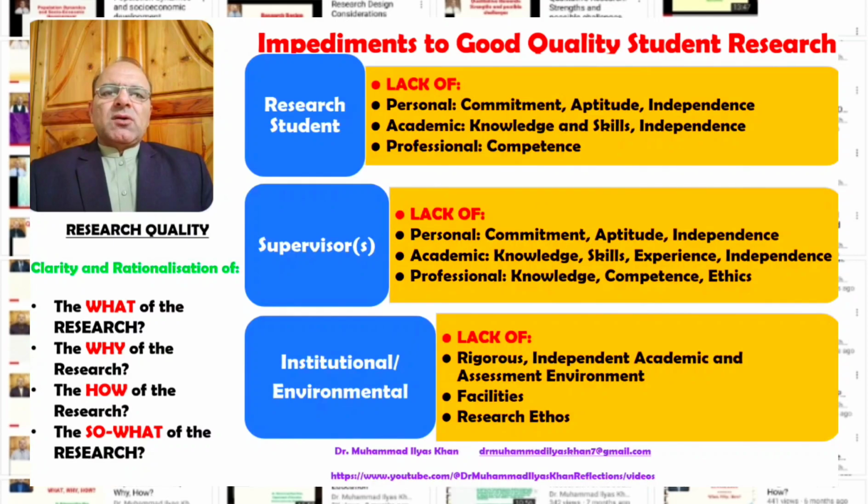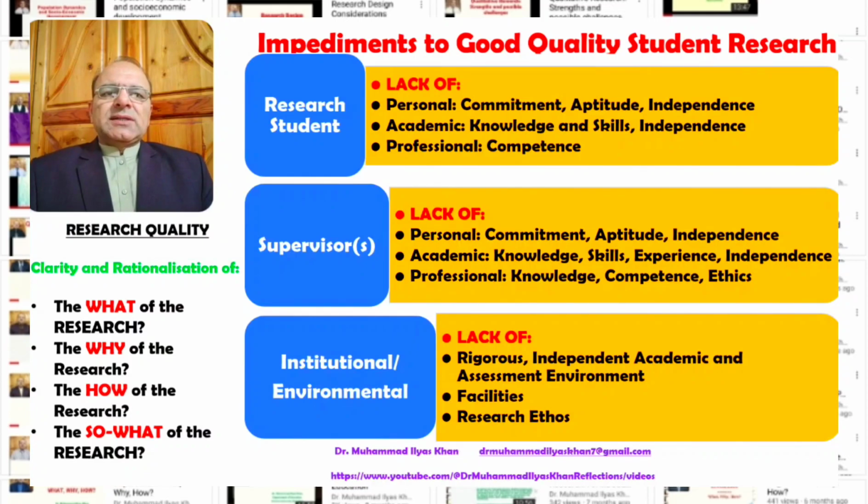Then professional competence is also very important on the part of the research student. So in order for the research students to produce good quality research, there are certain personal attributes, academic attributes, and professional attributes, and the lack of those attributes will ultimately have an effect on the quality of their research.